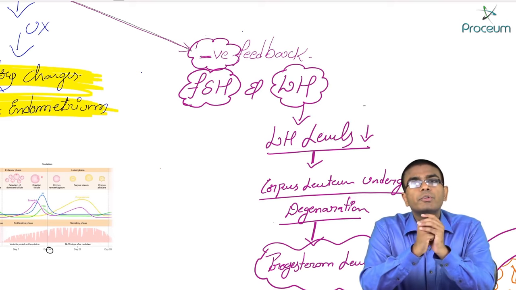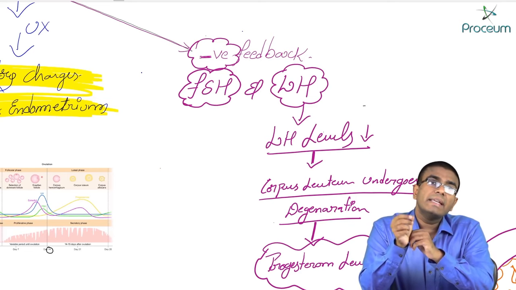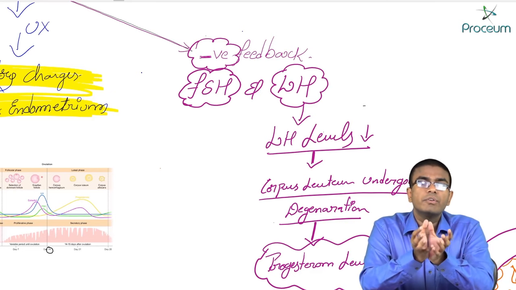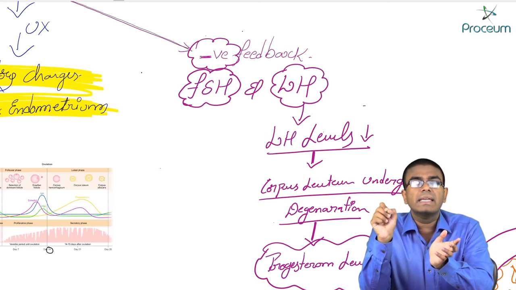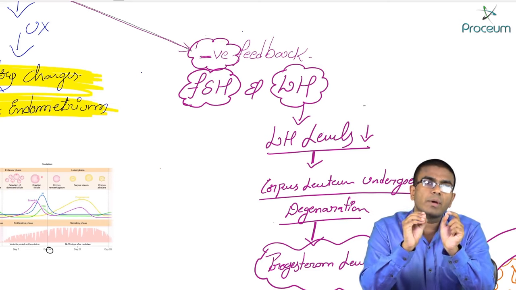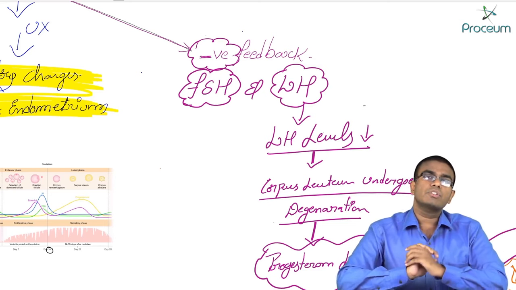Corpus luteum is producing the progesterone. Corpus luteum is maintained by LH. So LH is maintaining the corpus luteum. Corpus luteum is mainly producing the progesterone as well as estrogen plus inhibin A. If someone asks you what is the major hormone produced from corpus luteum, it is the progesterone. So what exactly is this progesterone doing?